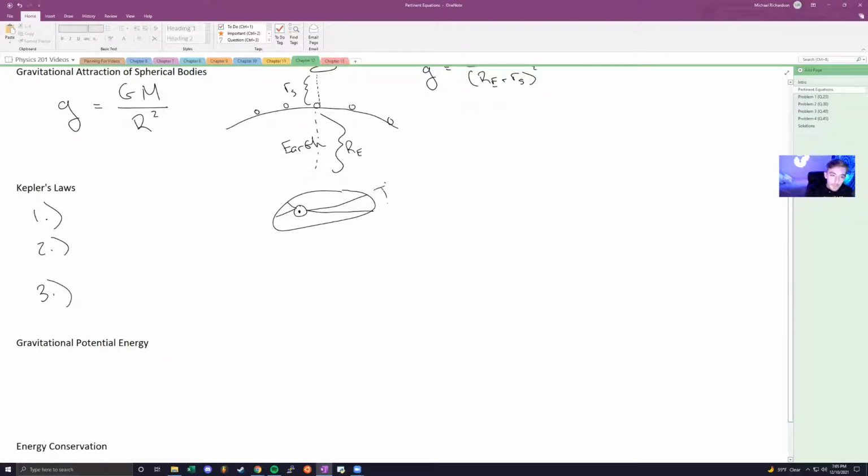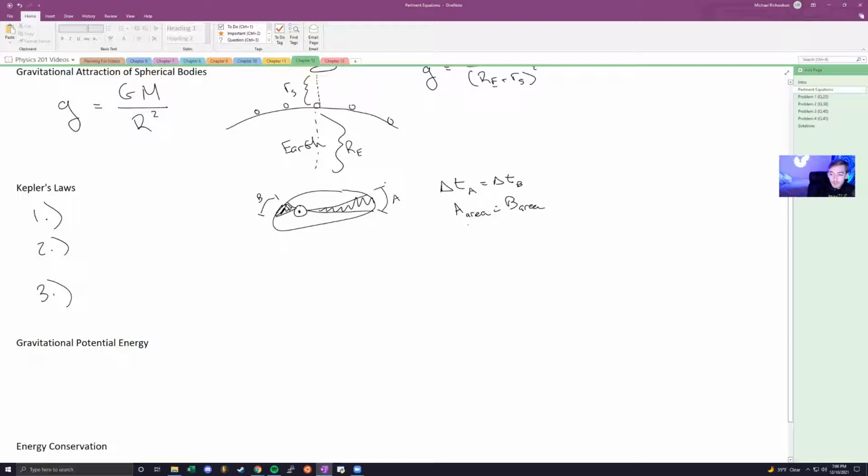then if we consider this arc length A and this arc length B, if the amount of time that elapses in each of them is equal to each other, then we can say that the areas of those arcs are equal to each other as well. So we could say that the area A will equal the area B.